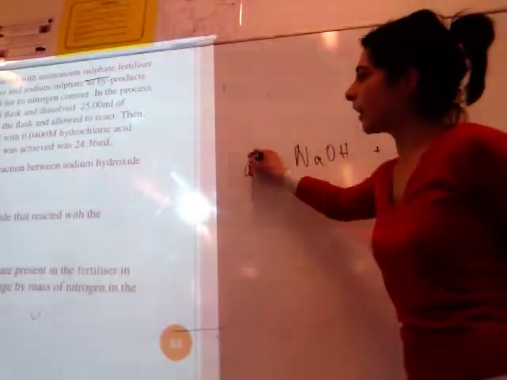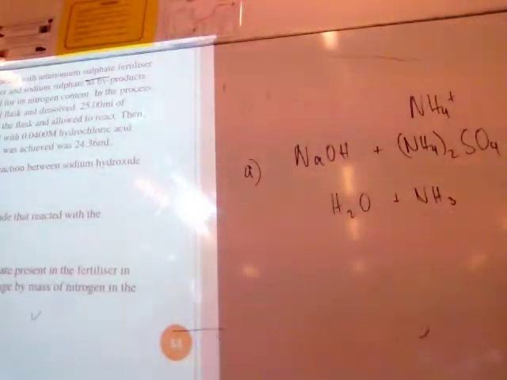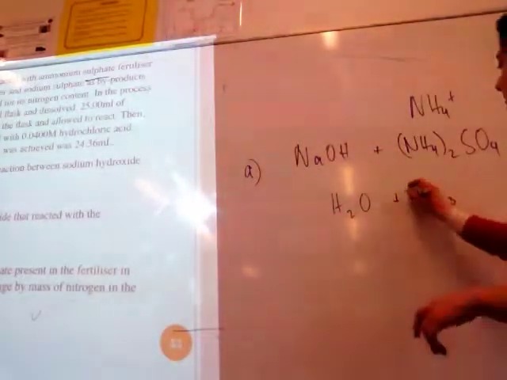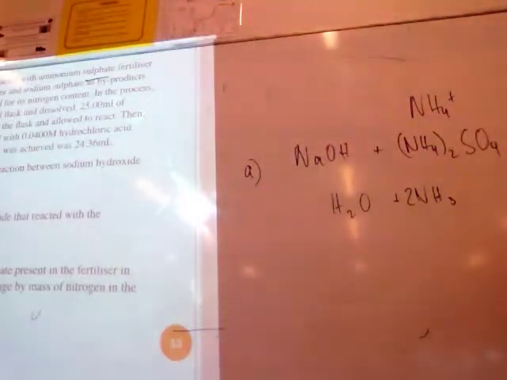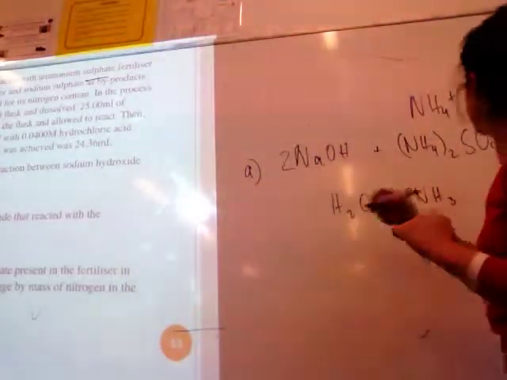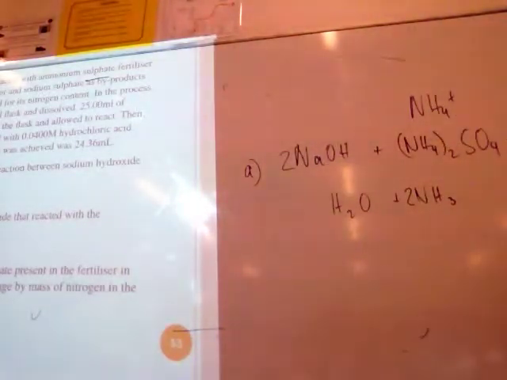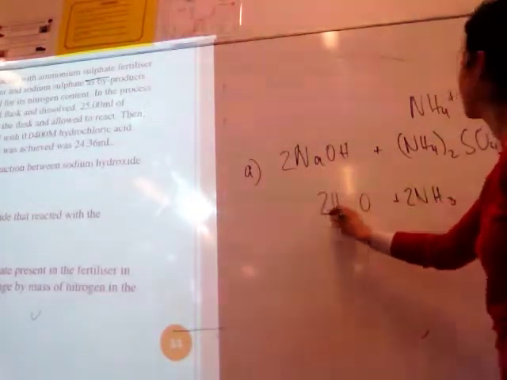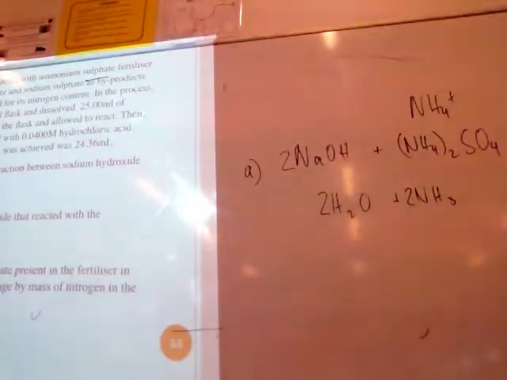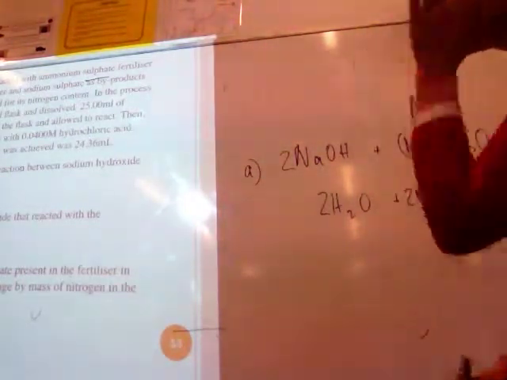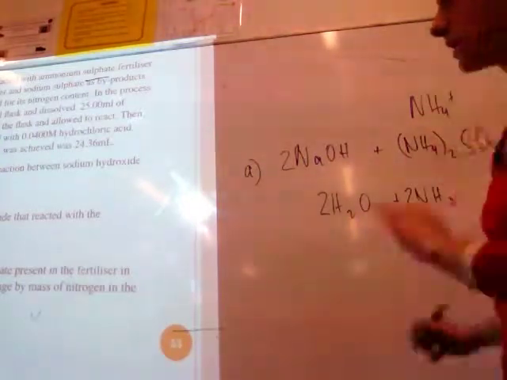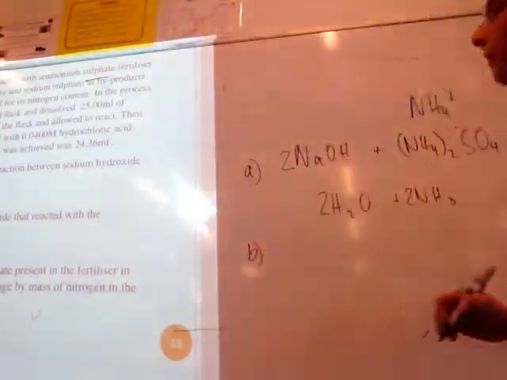So this is an equation. Then, well, we make sure it's balanced. So 2 here, 2 there. What else do we need? Do we need 2 H2Os? Is that right? Yeah? Looks good? Okay. So, guys, just quickly calculate the amount of sodium hydroxide.